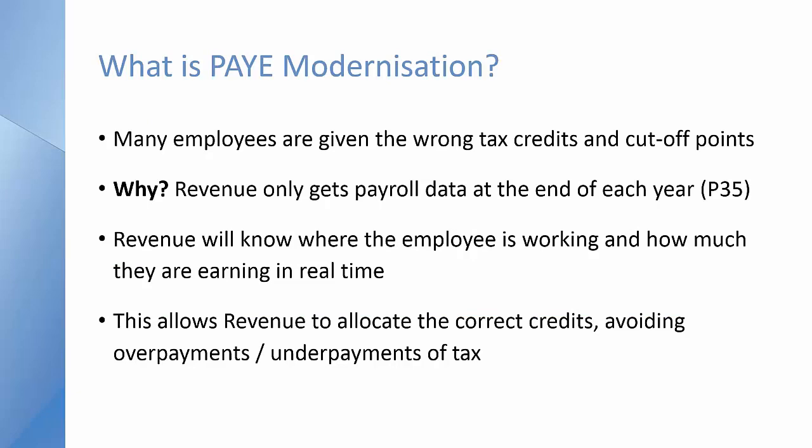Currently, lots of employees are being given the wrong tax credits and cut-off points, and this is because Revenue only gets payroll data once a year in the form of the P35. So receiving the data in real time will ensure that Revenue can allocate the correct credits and cut-offs, thereby avoiding over and underpayments of tax. Revenue will know where the taxpayer is working and how much they are earning.